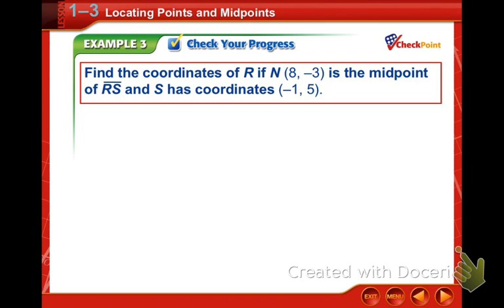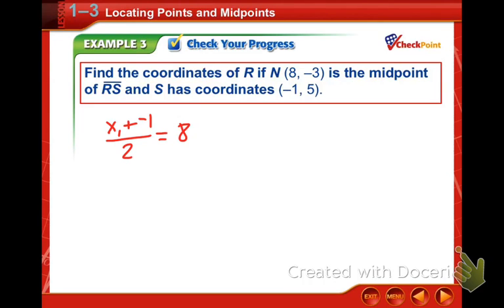Now, sometimes you won't have it that easy. Here we are given our midpoint and we want to find the other endpoint. So what we're going to do is break this down into x and y, as opposed to doing it all together like we did on the last problem. We know that x1 plus x2, which is the x coordinate for S, -1, divided by 2 has to equal 8, because that's the x coordinate of our midpoint.